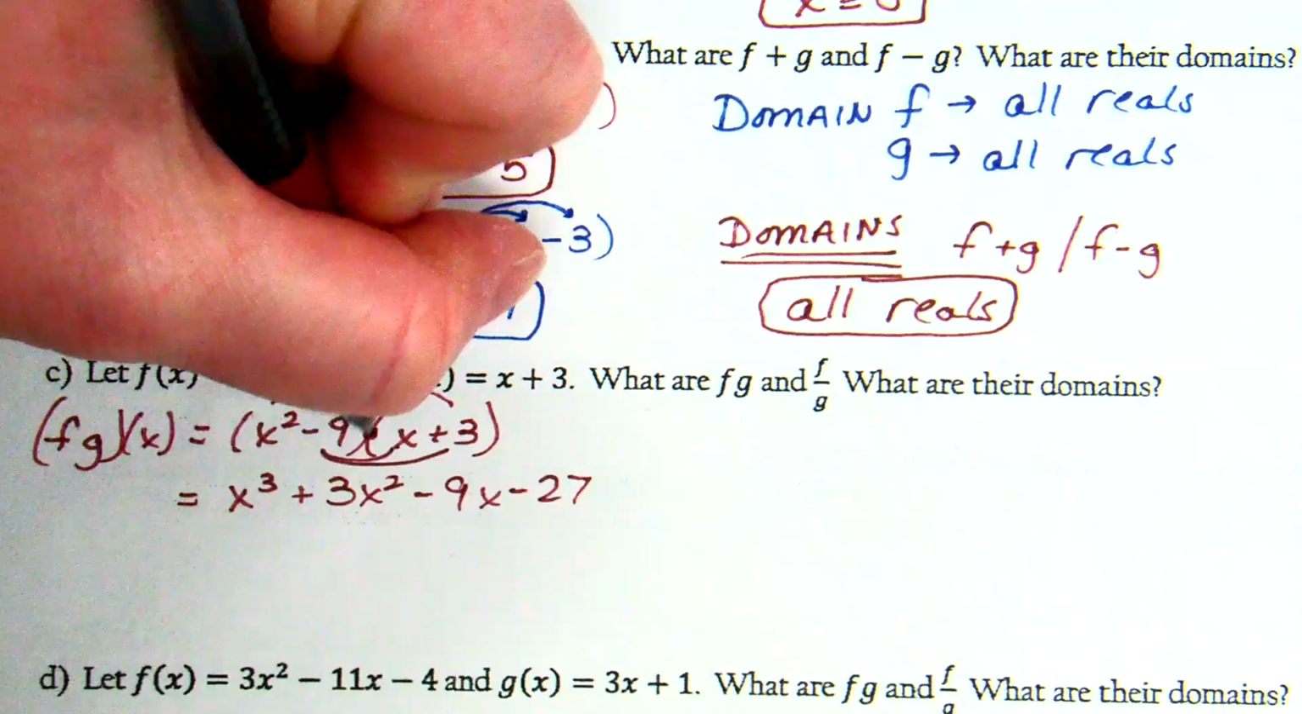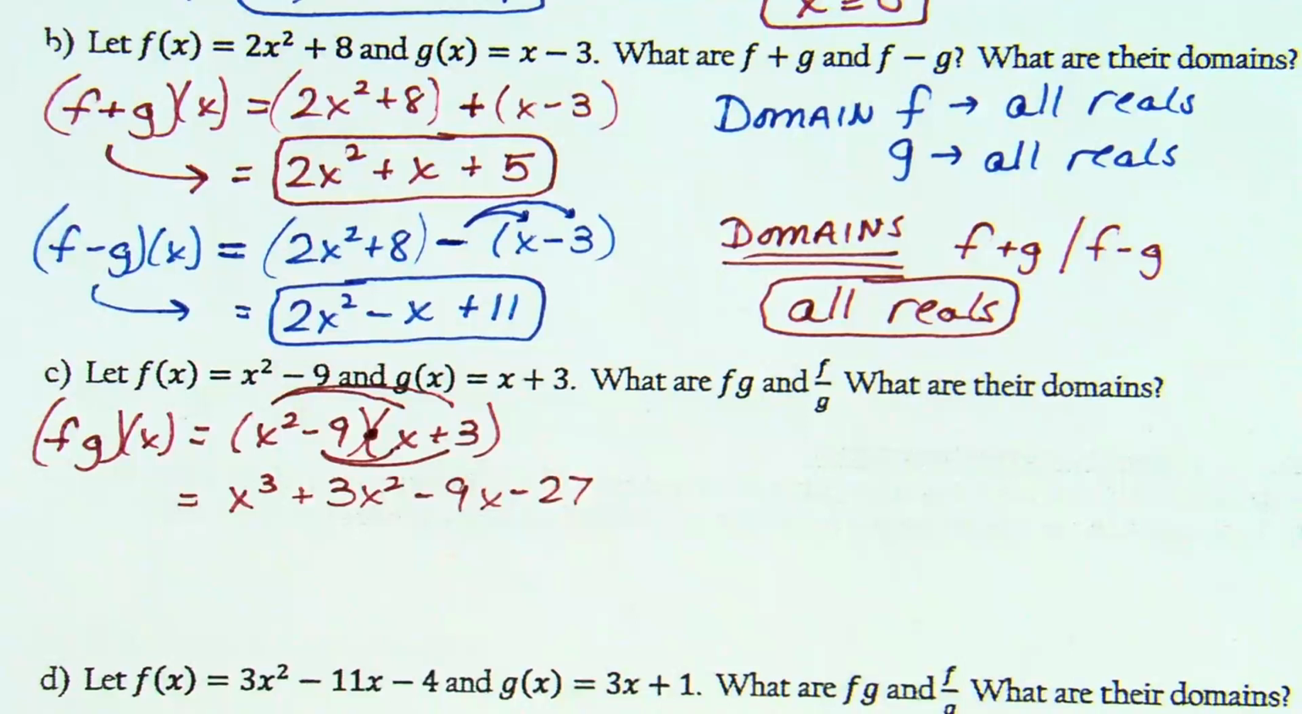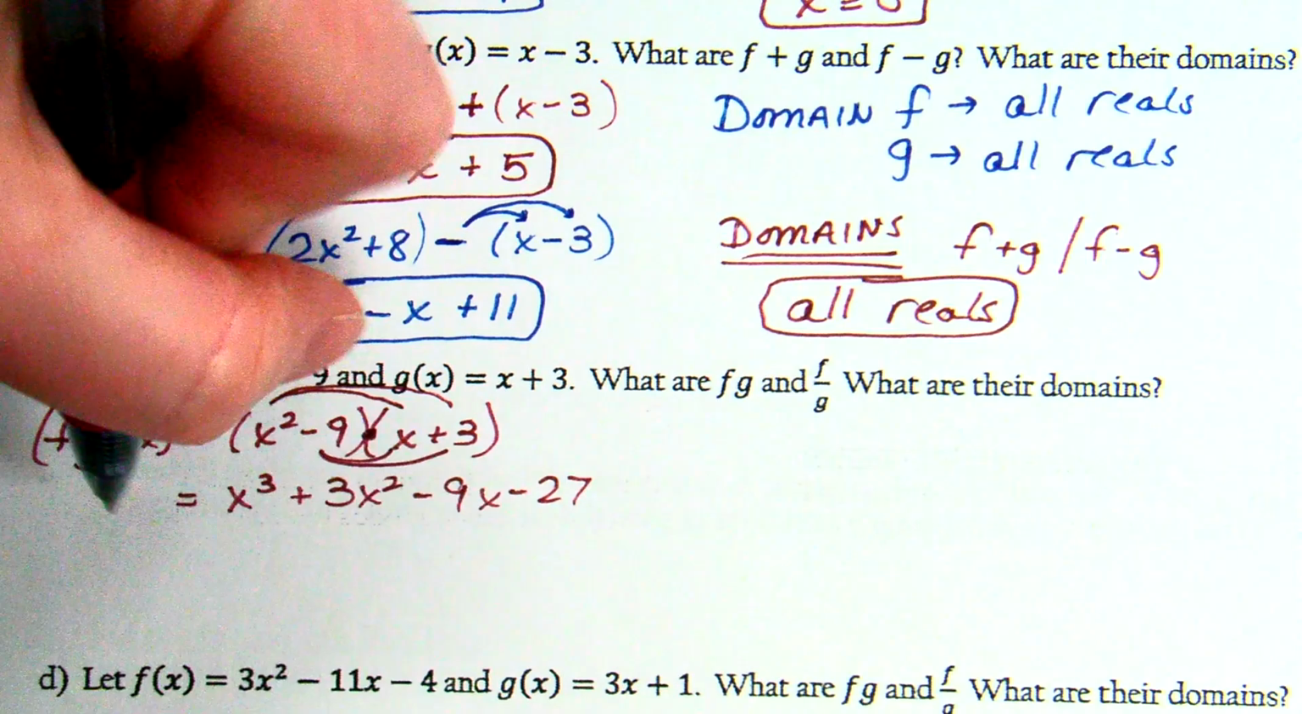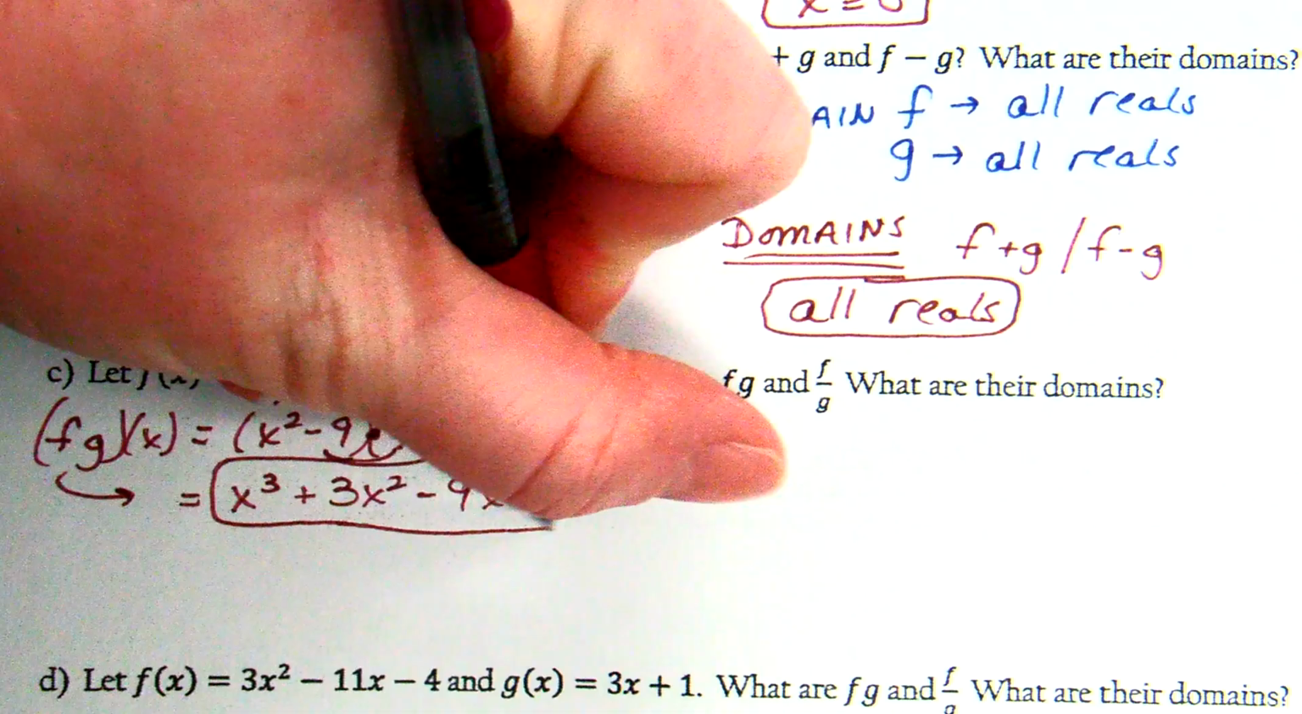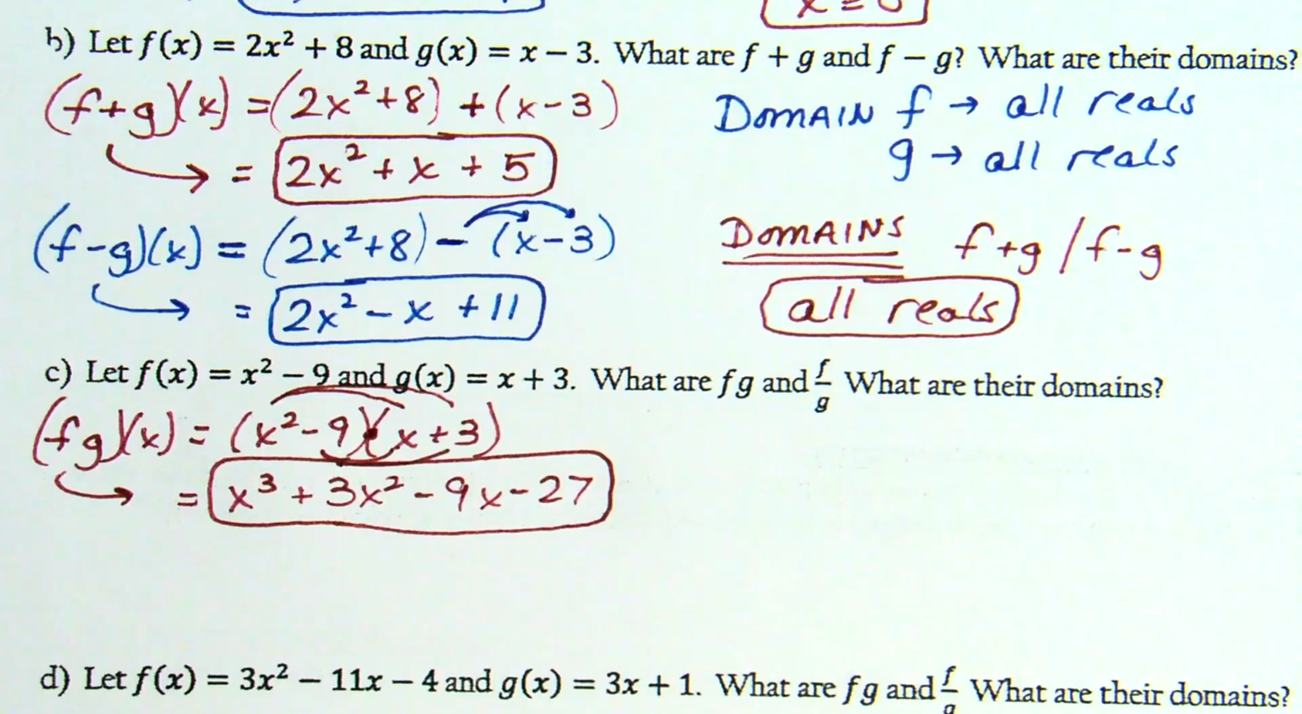Clean up. What can you clean up? I've got x cubed, an x squared, an x, and a constant number. Are there any like terms? Nope. But x doesn't factor out of all of them. 3 doesn't factor out of all of them. So we're going to stop here. F times g is, in this case, what we got when we FOILed. Again, I'm going to go back and talk about domain at the end, okay?